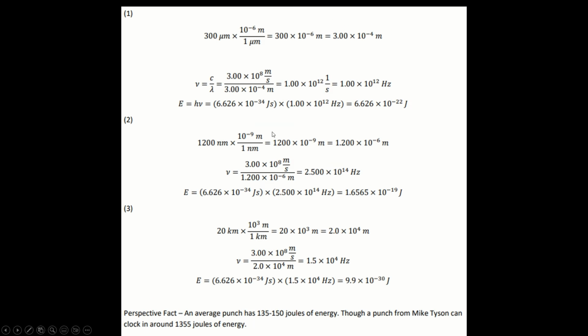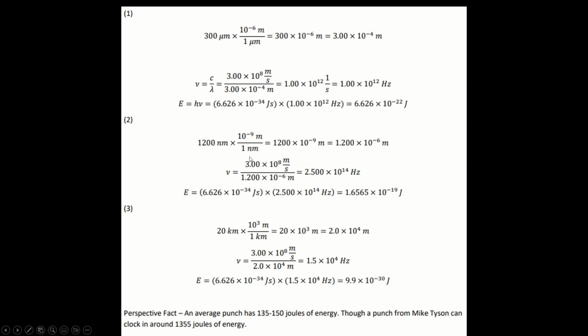Now question 2, the only thing different here is that now we're starting with 1200 nanometers. Going back to our prefix chart, a nanometer is 10 to the minus 9th meters per nanometer. So 1200 nanometers times 10 to the minus 9 meter per nanometer. That comes out to 1200 times 10 to the negative 9 meters, or in scientific notation, 1.2 times 10 to the minus 6 meters.